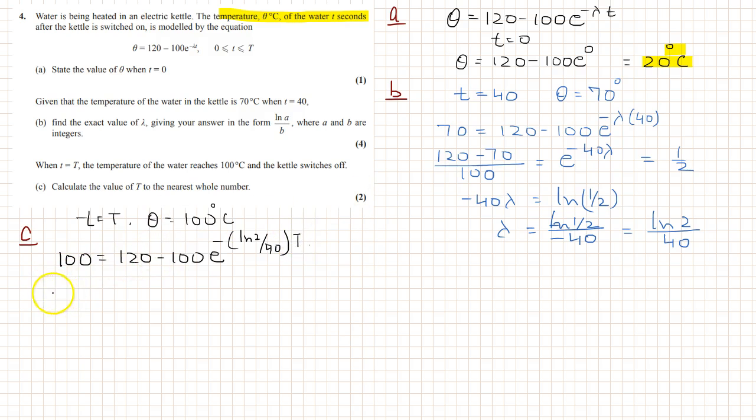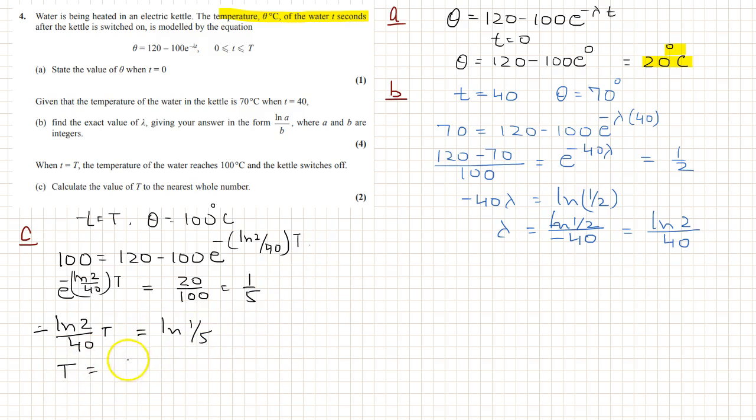So I can write it e to the power minus ln 2 over 40 T is equal to 120 minus 100, that is 20 over 100, so that is equal to 1 over 5. So minus ln 2 over 40 T is equal to ln 1 over 5.